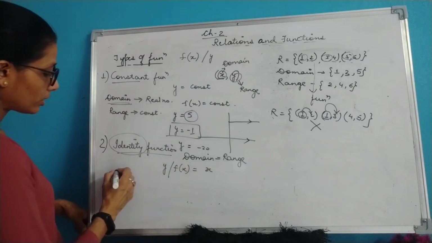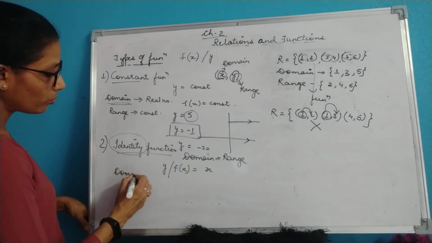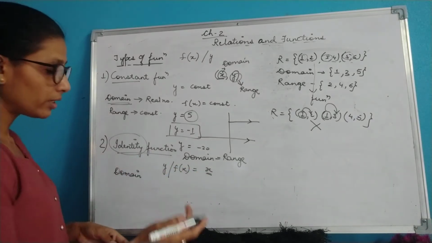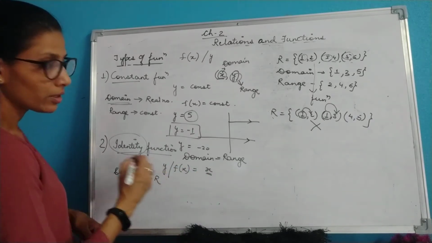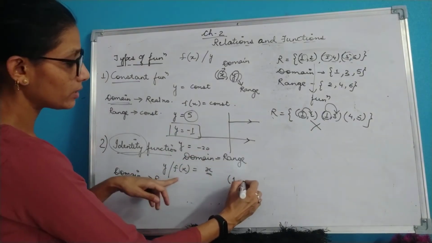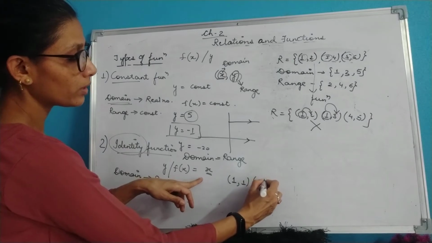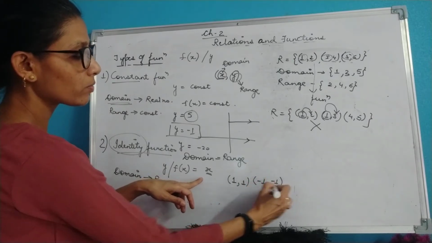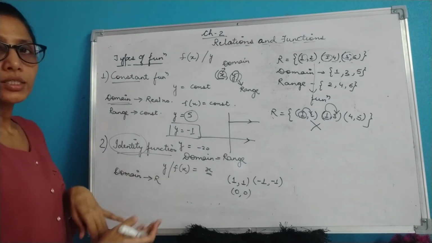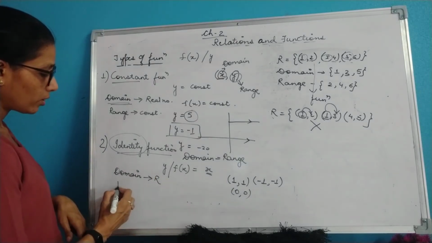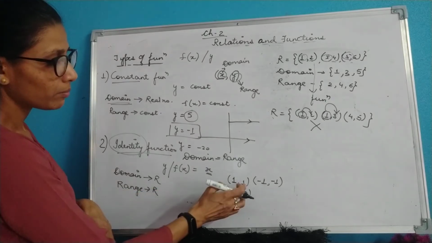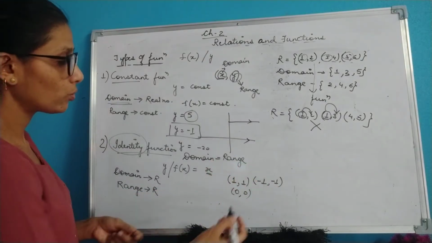So what can you say about your domain? Domain can take any real value. That means x can take any value. If x is 1, then y is again 1. If x is minus 1, then y will be again minus 1. If x is 0, then y will be 0. That means domain can take any real number. What about range? Range can also take any real number because it is 1, minus 1, 0 and so on.